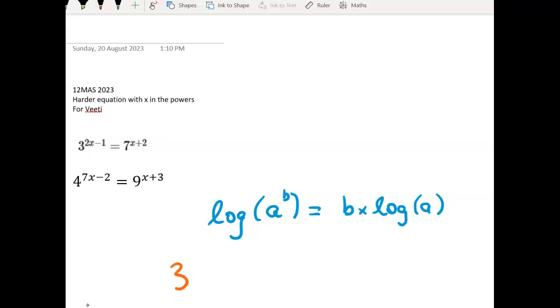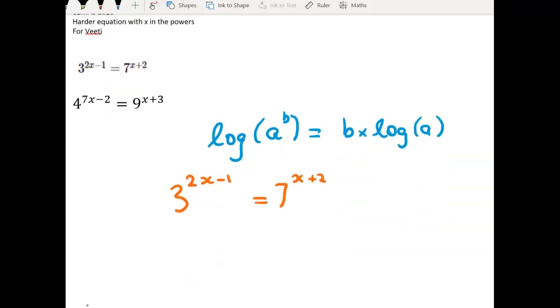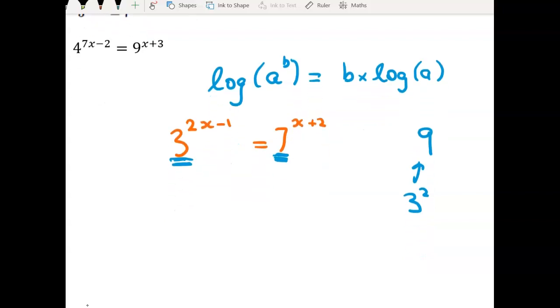So we've got 3 to the power of 2x minus 1 is equal to 7 to the power of x plus 2. Now, before I go any further, I want to just check that there's nothing simple that I can do with these bases. For example, if instead of 7 here, I had 9, I wouldn't go through all of this method that I'm using. I would instead change 9 into 3 squared and work from there. But there's no easy link between the 3 and the 7. So what we're going to have to do is take logs of both sides. So that's the first step.